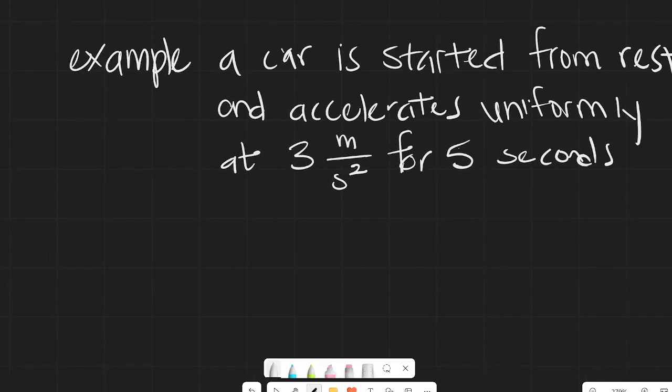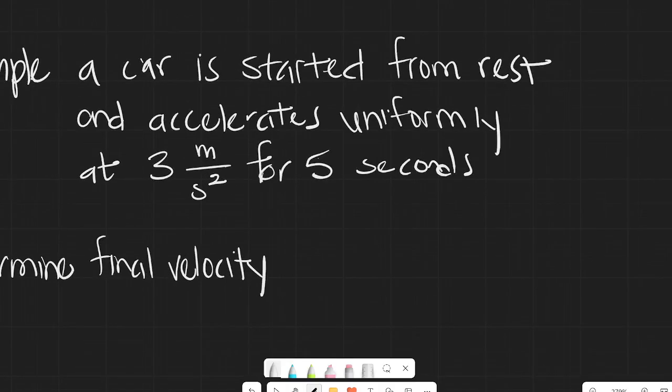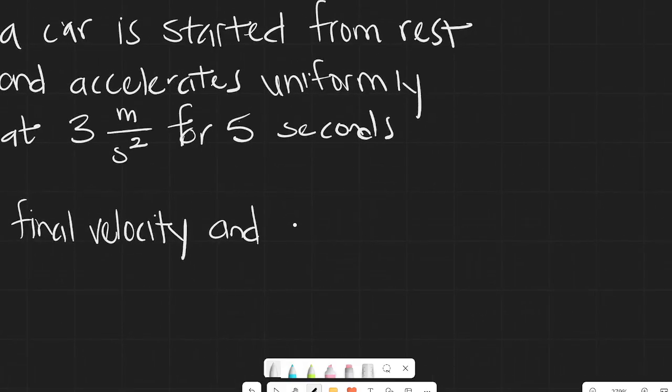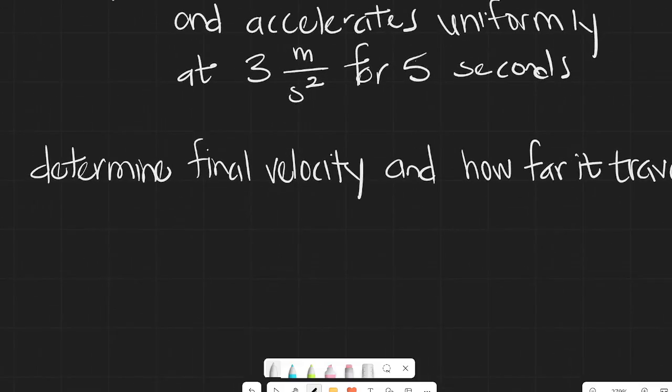So what can we get out of this? We can say determine the final velocity at the 5 second mark, right? Final velocity refers to the velocity value at the final time that is listed in the problem statement, which is 5 seconds. And determine how far it traveled, which is really just how far it is away from the point that you assigned to be position equals 0, or x equals 0.